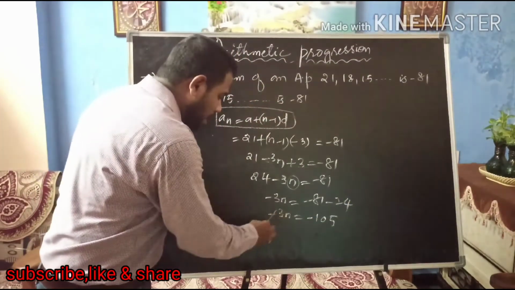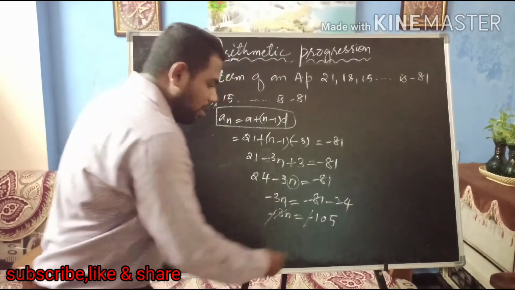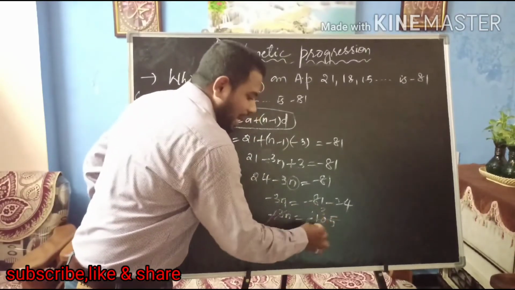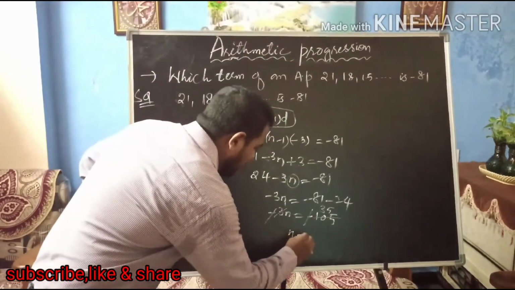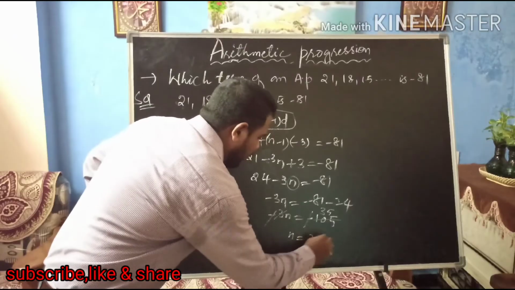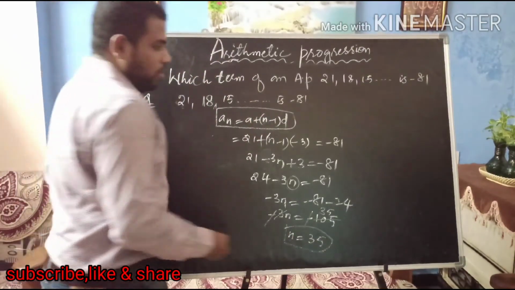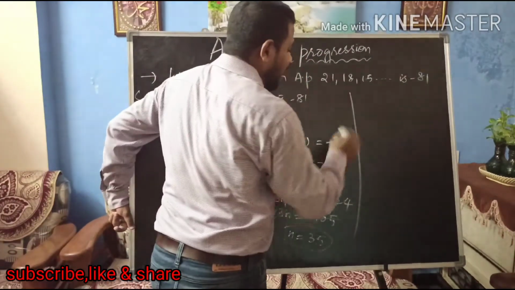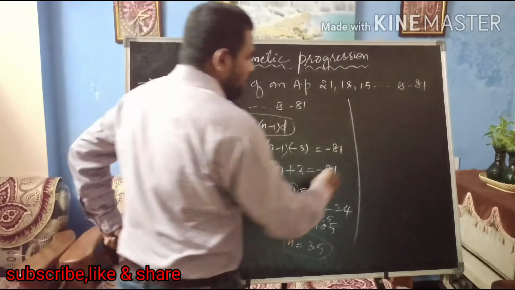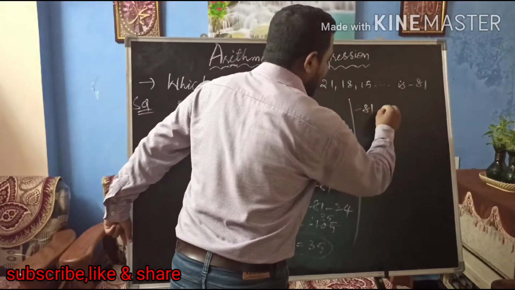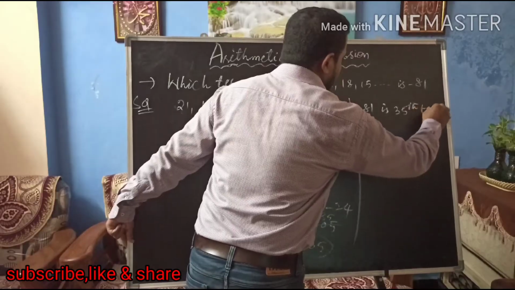So I'm just going to cancel minus and minus. So here we go: 3 ones are 3, 3 threes are 9, 1 left, 3 fives are 15. So n is going to be what? 35. It means minus 81 is the 35th term. Okay, what does this mean? This means that minus 81 is the 35th term.